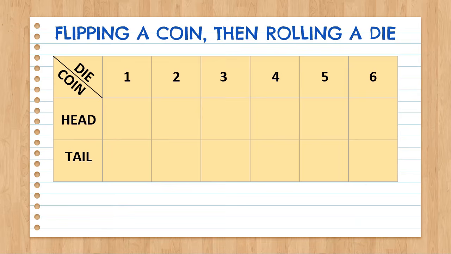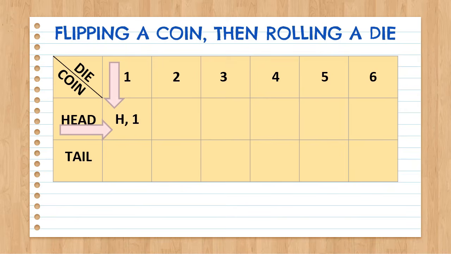This table is just like the multiplication table. Starting from the first row, which is head, moving sideward, and then the first column, which is number 1, moving downward. The square where the two meet gives one of the outcomes. In this attempt, we get head and number 1. Let's try to find another outcome.